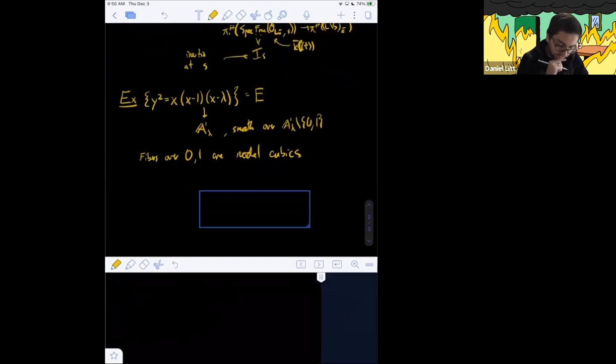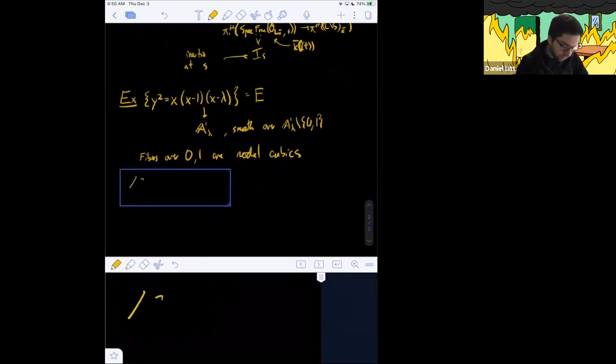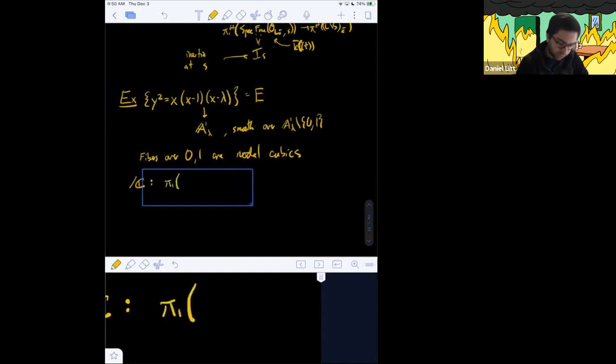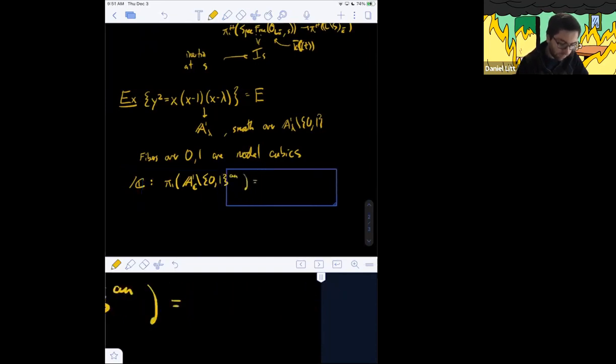So I want to understand what the monodromy of this family is. So let's just work over C to try to understand the picture a little bit. So what is pi 1, just the usual topological pi 1 of the affine line minus 0 and 1? Can anyone tell me? So free on 2 generators. Yeah, so it's free on 2 generators.